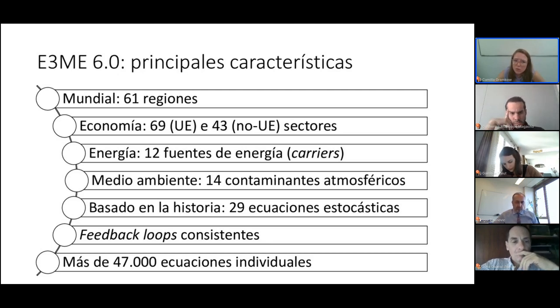It comprises 61 world regions. There are 69 economic sectors for European countries and 43 for non-European countries. There are different carriers or sources of energy represented in the model, and 14 different atmospheric contaminants, including all greenhouse gas emissions. It's a model based on history. It's a simple model in the sense that there are only 29 stochastic equations. But once these equations interact at the level of 61 regions and over 40 economic sectors, there are over 40,000 individual equations being solved simultaneously.